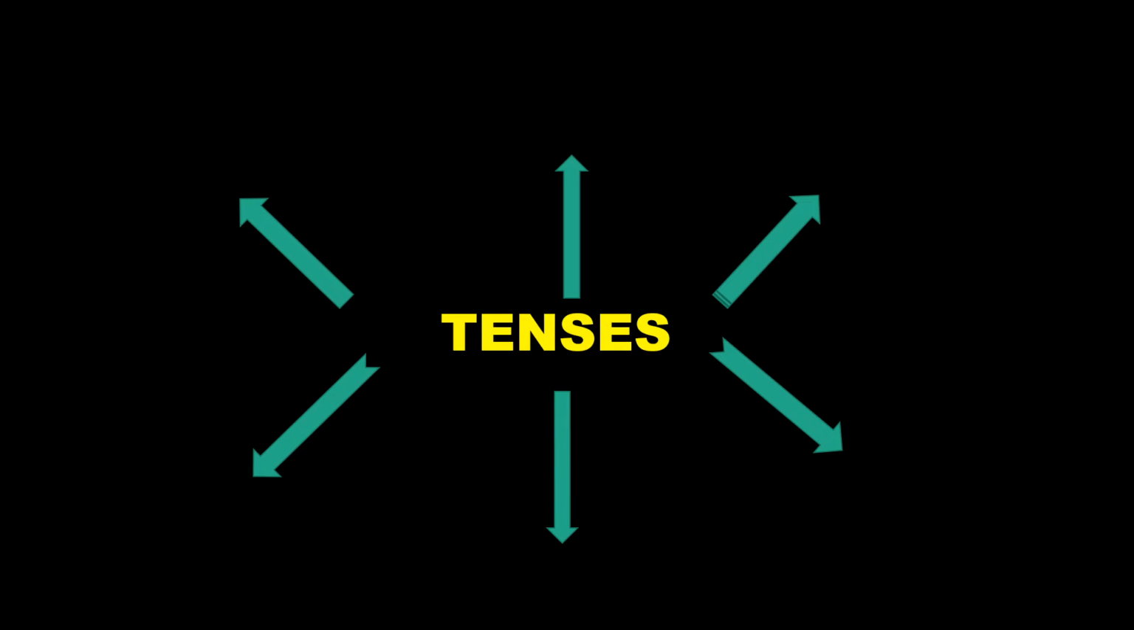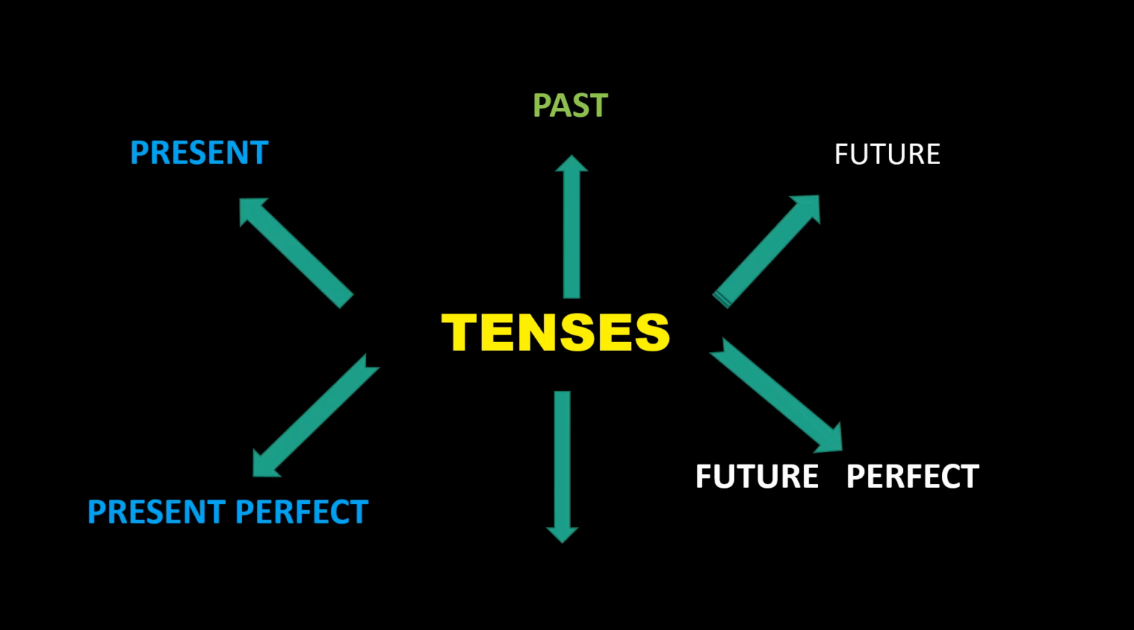In a very simplified manner, let's understand tenses. So, present tense, past tense, future tense. Present perfect tense, past perfect tense and future perfect tense. That's all we have in German. Not present continuous or past continuous or future continuous or present perfect continuous. We do not have those tenses. So what a relief for you guys and for us as well.